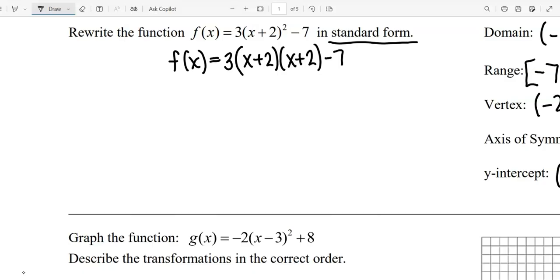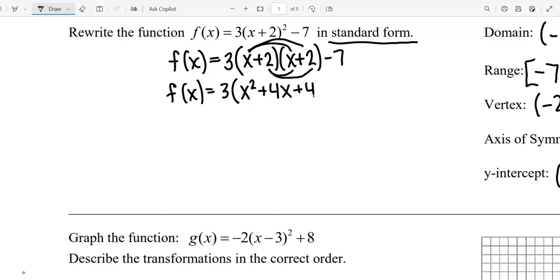From here, let's multiply our binomial times our binomial first. So f of x equals 3 is going to stay. And then open a parentheses. X times x is what? Just x squared. X times 2 is 2x. How many times are you going to do that? Twice. 1 for the outside, 1 for the inside, right? So if it's 2x and 2x, that makes 4x. And then the last would be 2 times 2, which is 4. Close it, and then you still have minus 7.